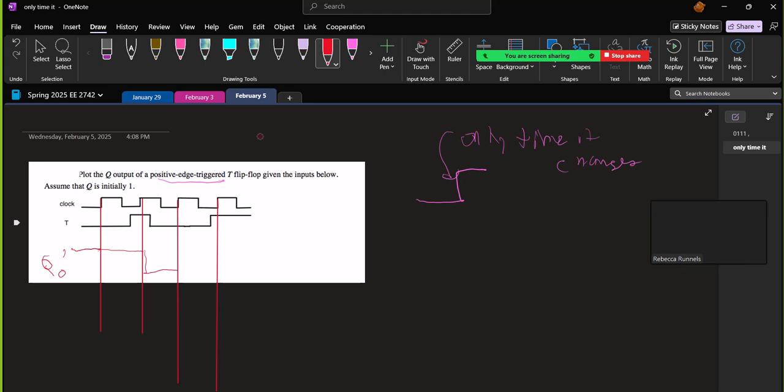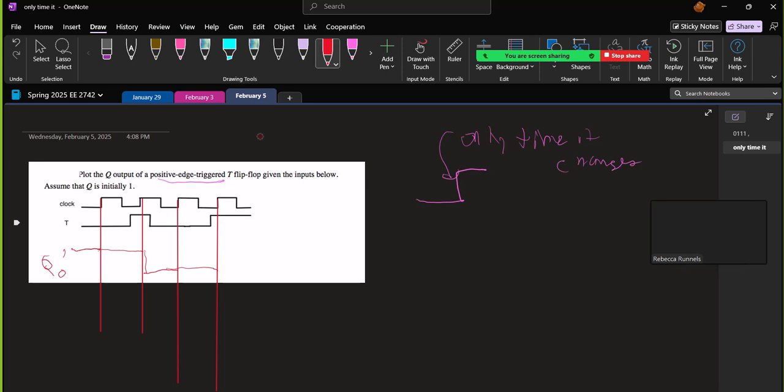Yeah, so it toggles. It was at 1, and since the T input was 1, that toggles, which makes it go to 0. So at the next positive edge, what's the value of T? 0. So what does the output do? No change. And then at the next positive edge, what's the value? 1. So what does it do?